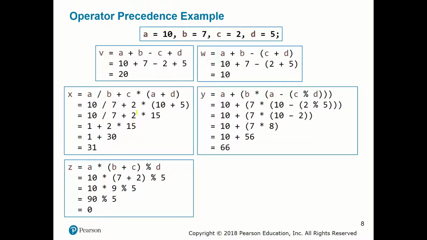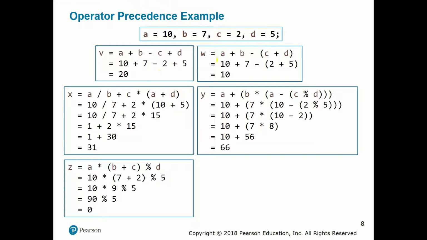At first, I'll find out the value of V. V is A plus B minus C plus D. Since the operators are the same precedence, we just evaluate from left to right. So 10 plus 7 minus 2 plus 5. So 17 minus 2 is 15, plus 5 is 20.